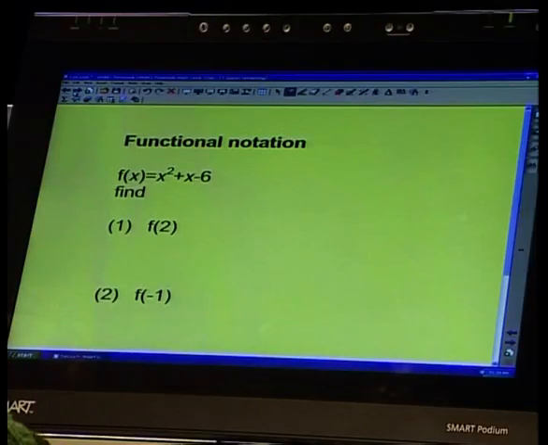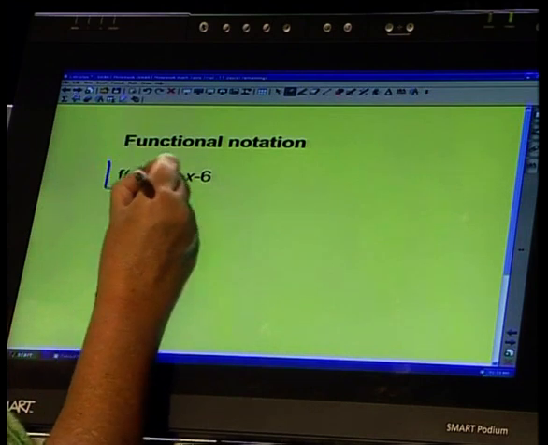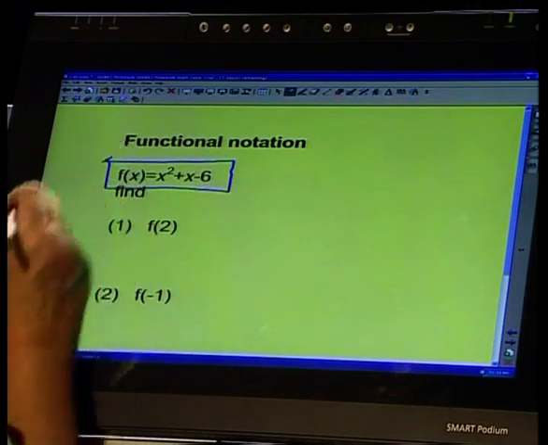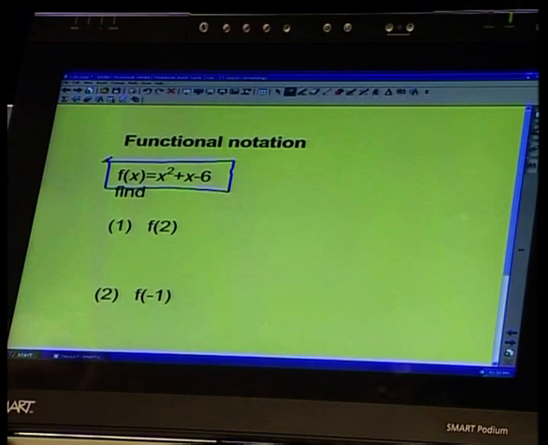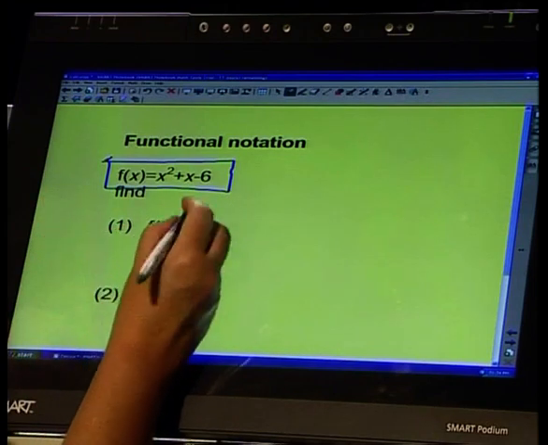Let's see how this is going to relate to our calculus. As I said, it's a concept we know of, but basically this is going to be taken much further within our calculus. So let's go to the next page and look at some examples of it. It's talking functional notation, and they give me an equation, f of x equals x squared plus x minus 6. And the first question says, find the f of 2.